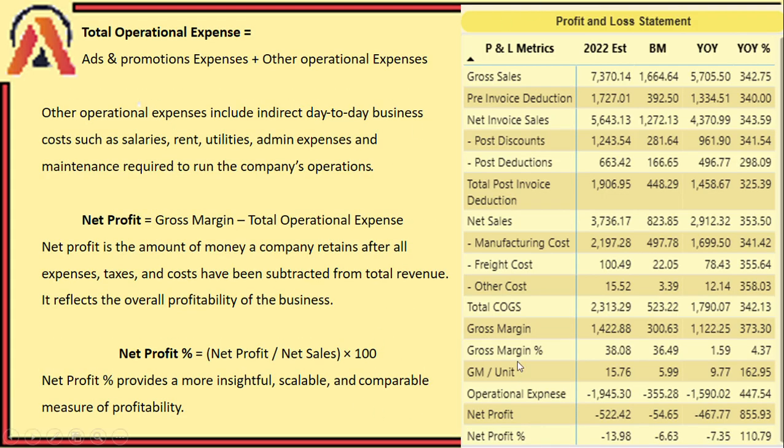After gross margin is calculated, from another table we have the total operational expenses, that is the ads and promotions and the other operational expenses. After deducting this operational expense from gross margin, we get the ultimate net profit. Net profit is the amount of money a company retains after all expenses, taxes and costs. So this is the detailed breakdown of the metrics I have used.